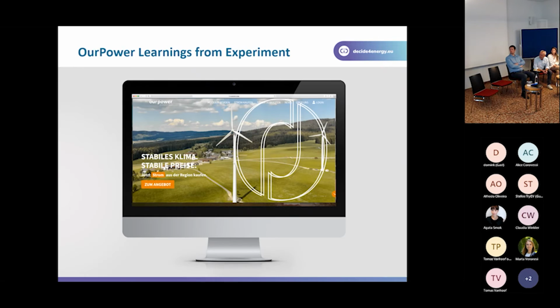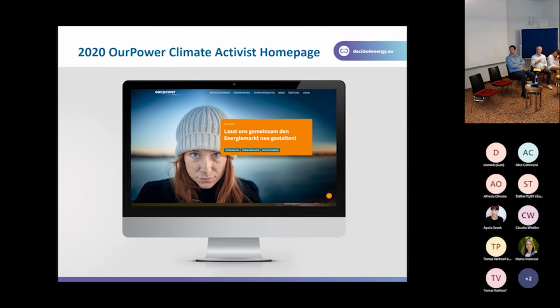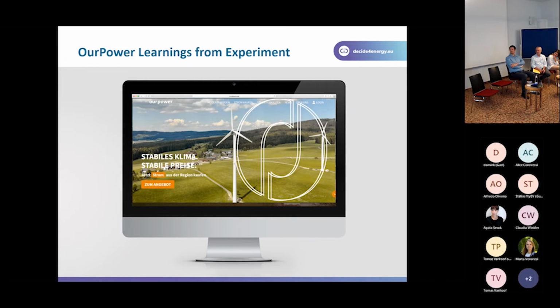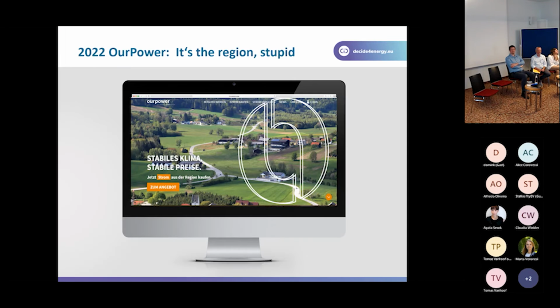And finally, in the beginning, our homepage was like the climate activist Greta Thunberg, a little bit. And yeah, now we changed it. It's all region, learning from the experiment. I think that's all I want to say now. So we are thankful to having been pushed to become a learning company, because that was our first step. Now we have to go on.